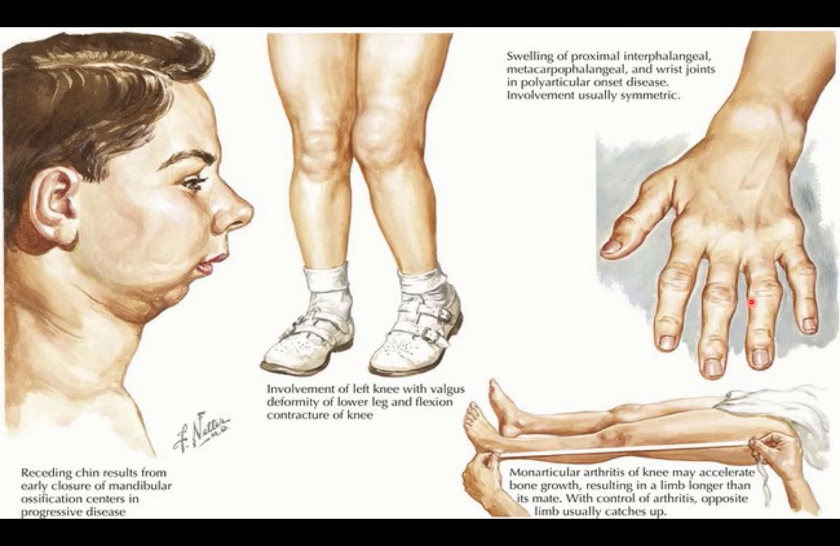Having at least, as we have mentioned, 5 joints affected. Even JIA can end with limb length discrepancy, or elongation of one limb, where the active inflammation can result in one leg being longer than the other.